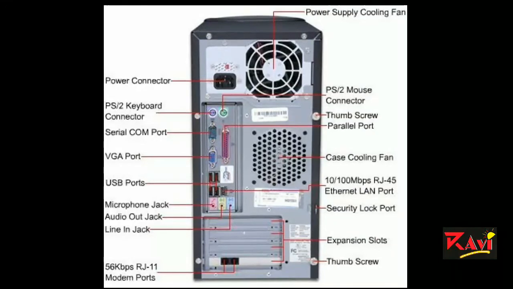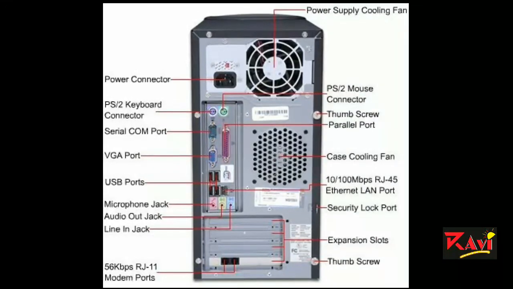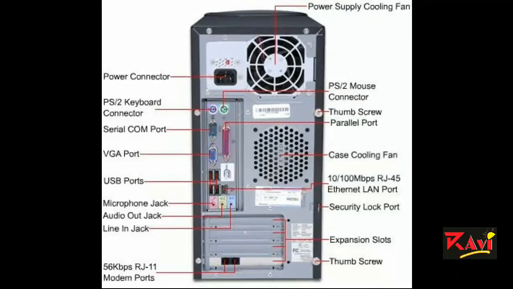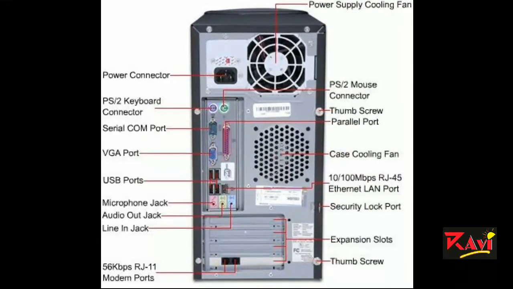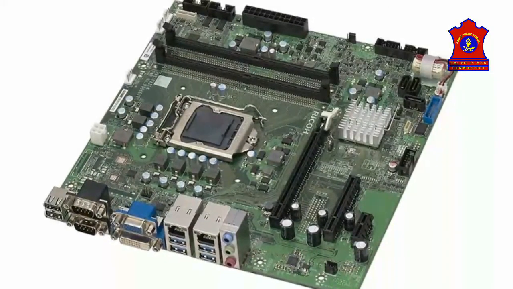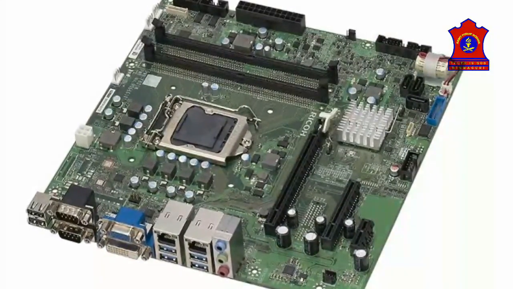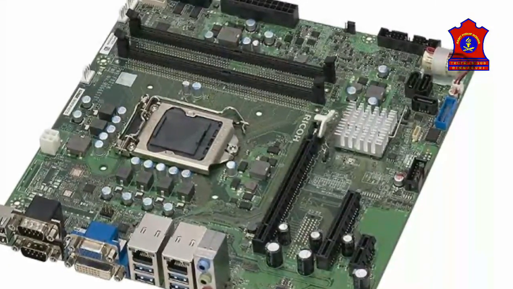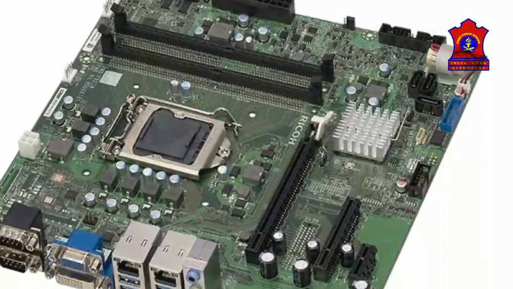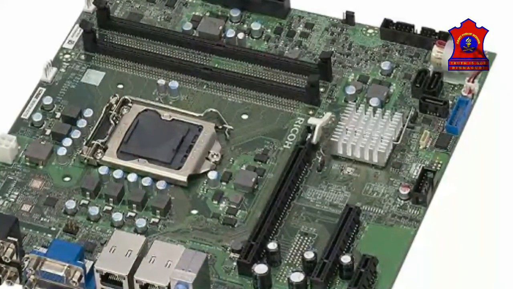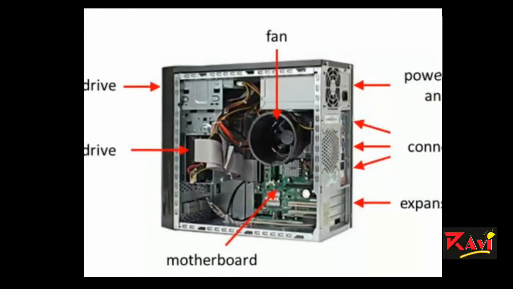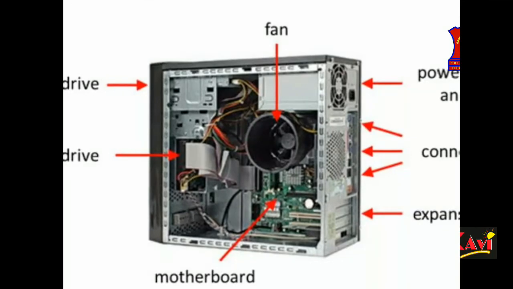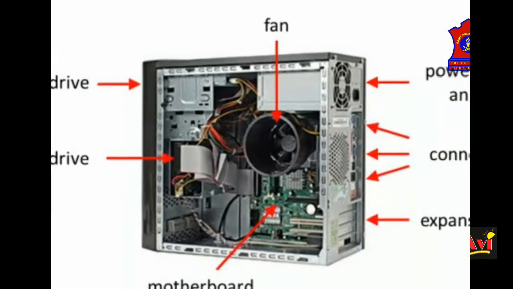Now, components inside a system unit. Components inside a system unit include motherboard, CPU, hard drive, and CD-ROM drive. Now, motherboard. Motherboard is also called a system board or main board. It contains a large number of tiny electronic components. See here, we have a central processing unit, that is CPU. CPU is sometimes also called processor or microprocessor. It is the brain of the computer which performs all the functions.